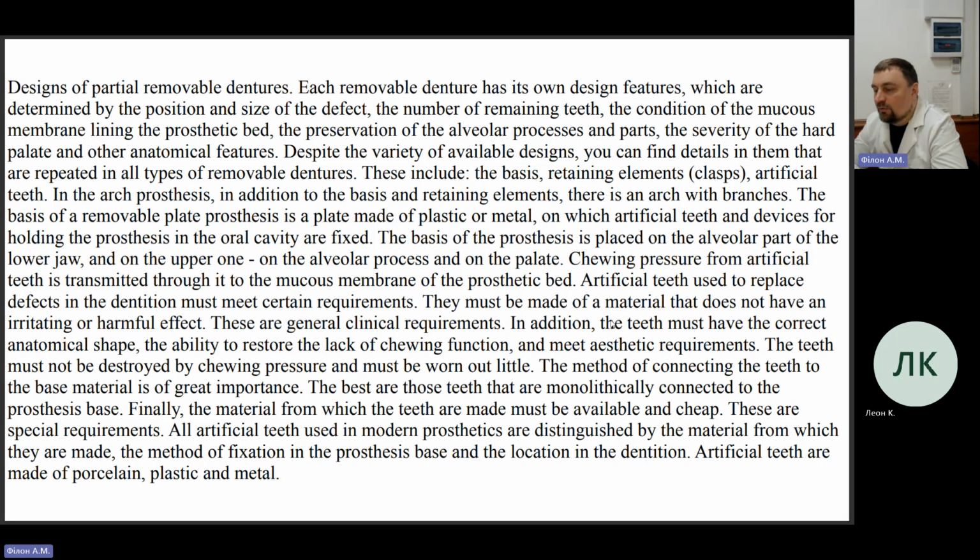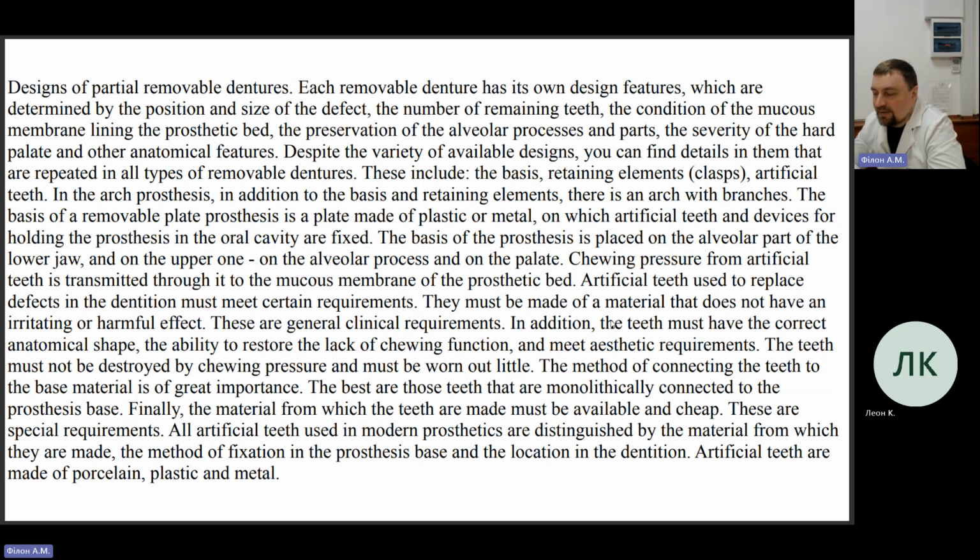Despite the variety of available designs, you can find details in them that are repeated in all types of removable dentures. These include the bases, retaining elements, clasps, artificial teeth, and the arc position. In addition to the base and retaining elements, there is an arc with branches. The base of removable plate prosthetics is a plate made of plastic or metal on which artificial teeth and devices for holding the prosthetics in the oral cavity are fixed.